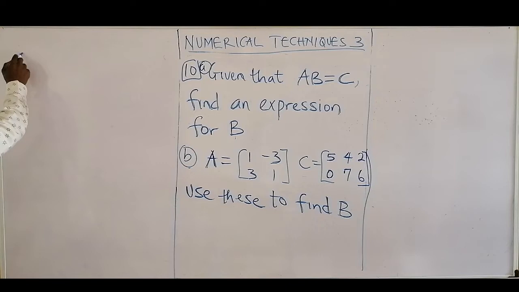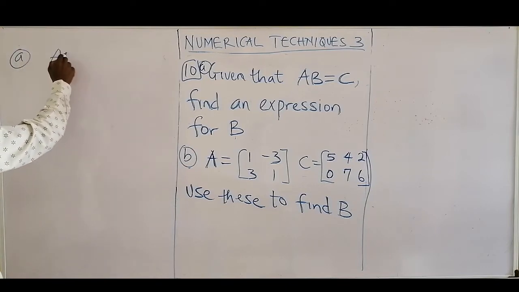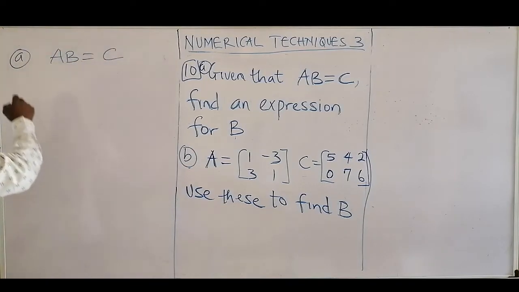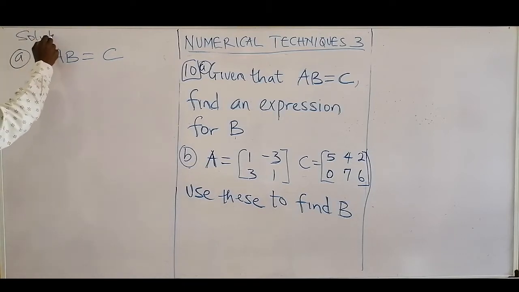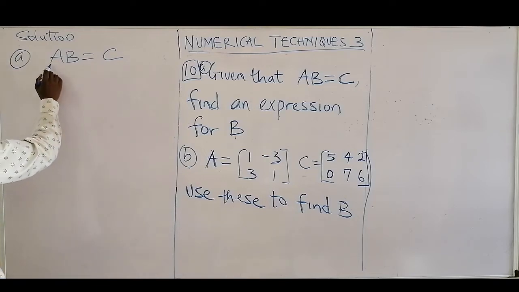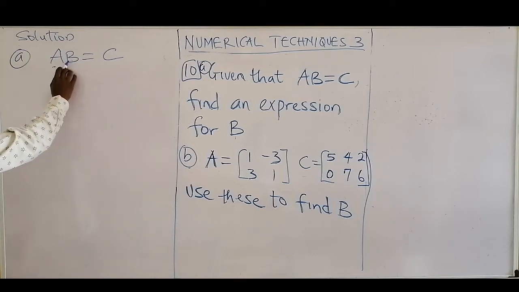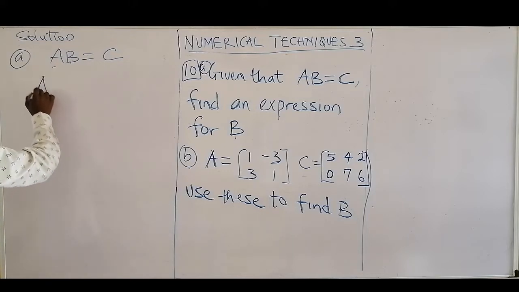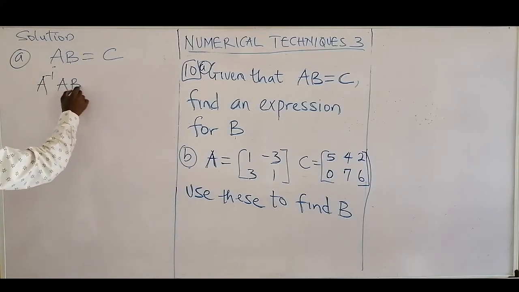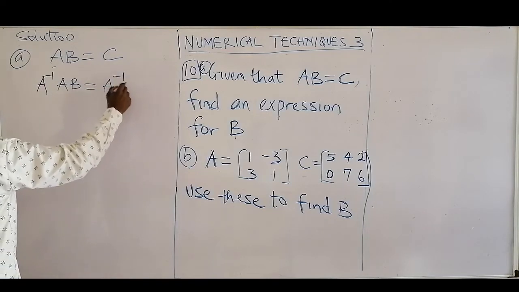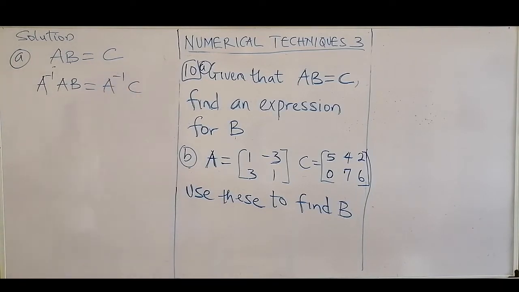Okay, let's go straight to the A part. We're given AB equal to C. Now the solution: if you want to find B from this given expression, it's very simple. What we have to do is find a way to cancel this A here, so I can have B alone on the right-hand side. So we're going to multiply both sides by the inverse matrix of A.